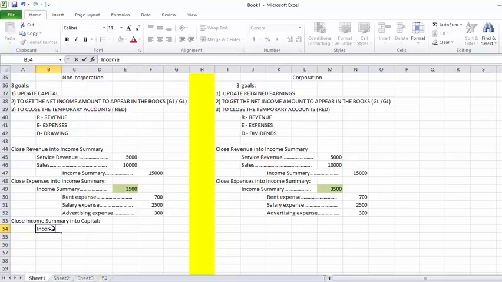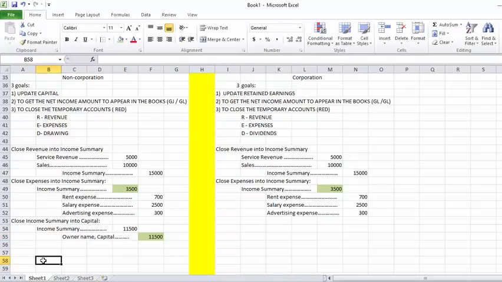So I'm going to take 15,000 and subtract out the 3,500. There's that 11,500. And if I'm debiting something for 11,500, I have to credit something for 11,500. And that account was the owner's capital. So remember, you're trying to close income summary, and the amount gets closed into capital.